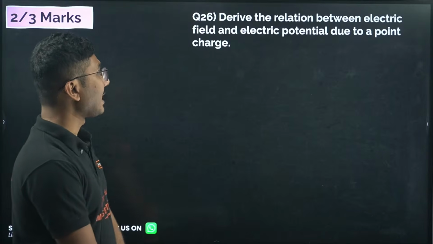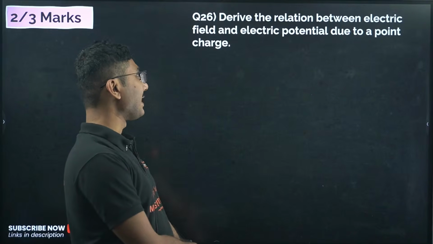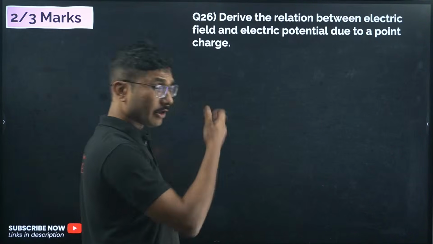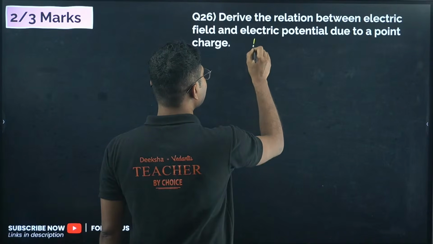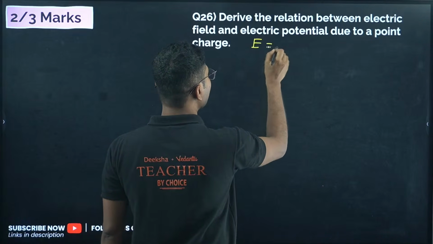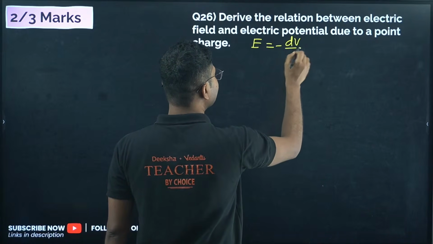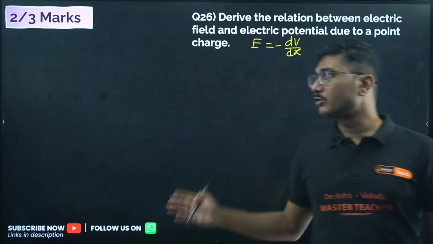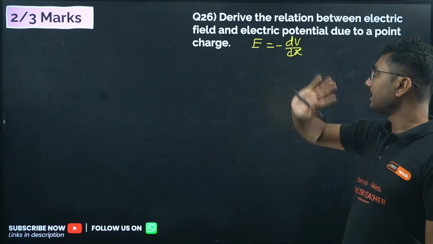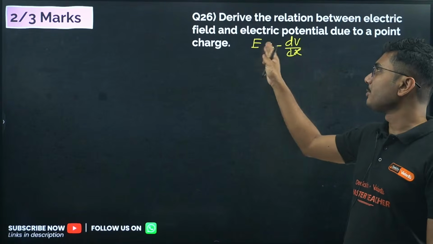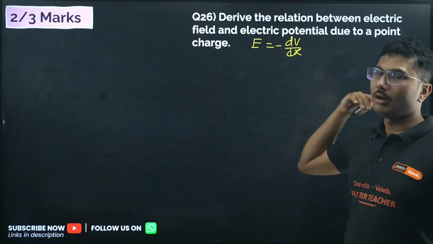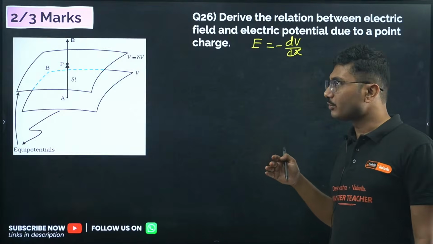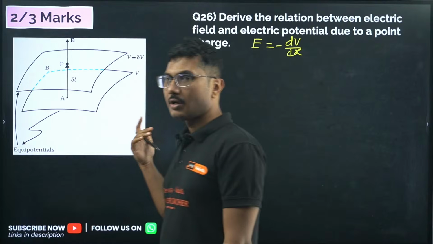Let's move on. Derive the relationship between electric field and electric potential due to a point charge. Sometimes this can be asked as: derive that E is equal to minus dV by dx. In 24, this question was asked this way. It is the same question, the relationship between electric field and potential, or E is equal to minus dV by dx. So don't be surprised if you see this question.